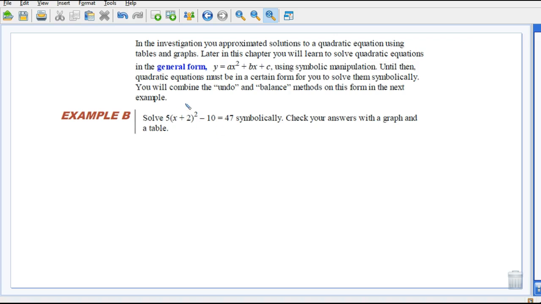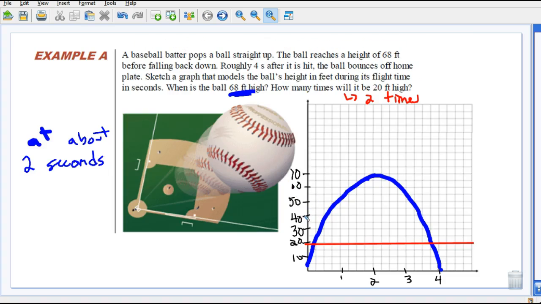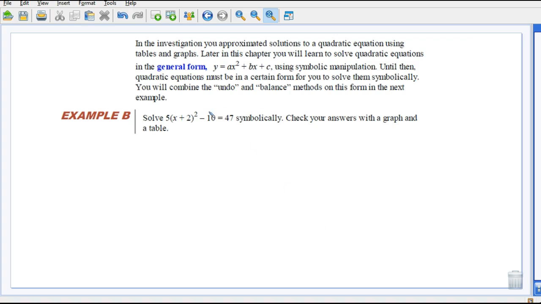We want to figure out when this is equal to 47. It's kind of like we have our function, and we're asking when it is going to be at 47, like asking when the baseball is going to be at 20 feet. We have up to 2 options. I'm going to rewrite it: 5 times (x plus 2) squared minus 10 equals 47.